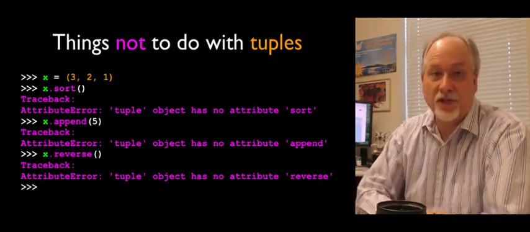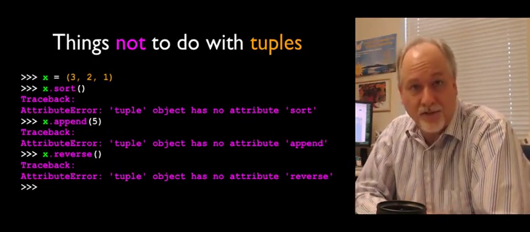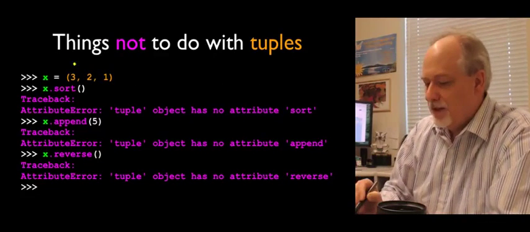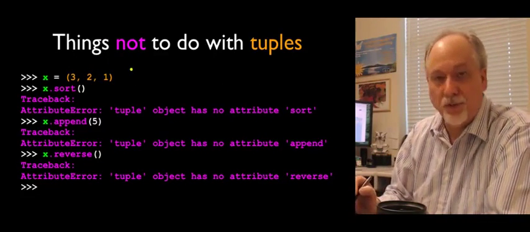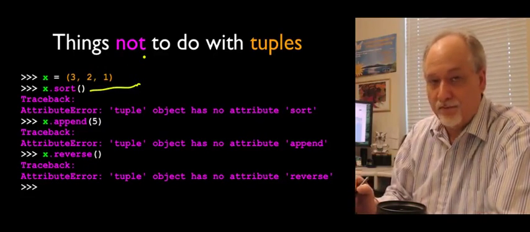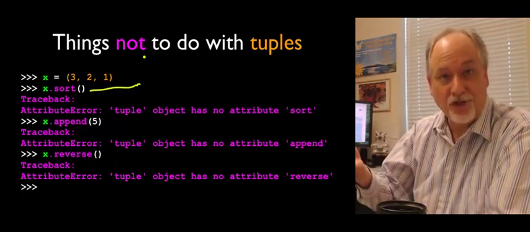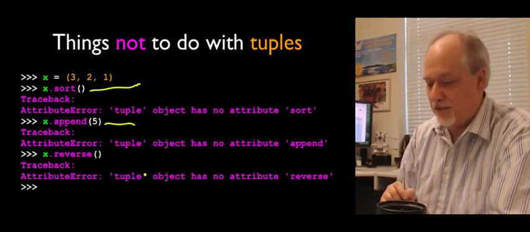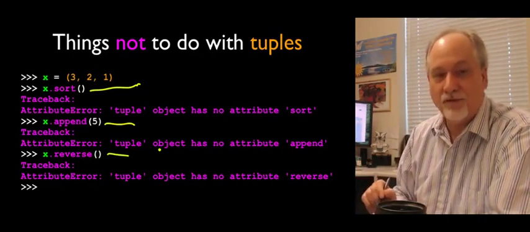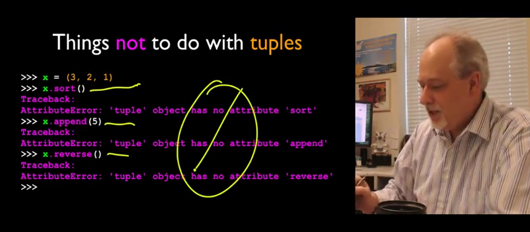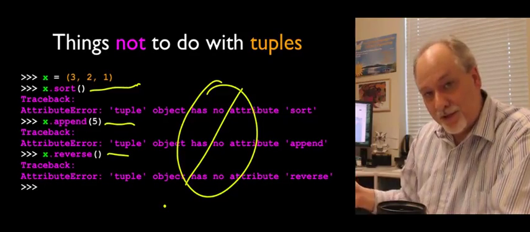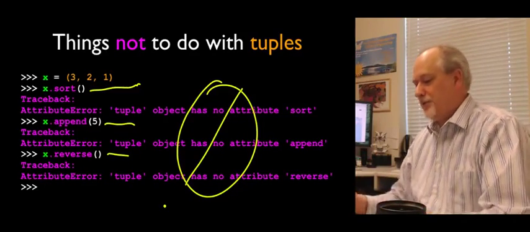There's a bunch of other things you can't do with tuples. You think, why even use tuples? We'll get to that in a second. So here is a three-tuple with the numbers 3, 2, 1. You can't sort it because if you sorted it, that would change it. You can't add to it. You can't append the value 5 to the end of it because that would change it. And you can't reverse it. So none of these are allowed. Those are things you can do with lists, but you can't do with tuples.